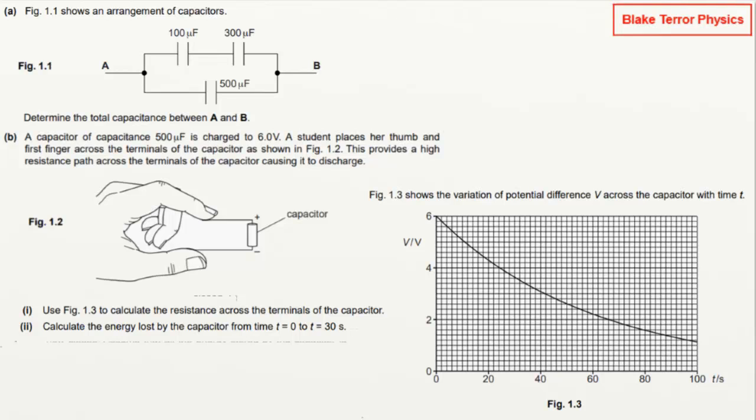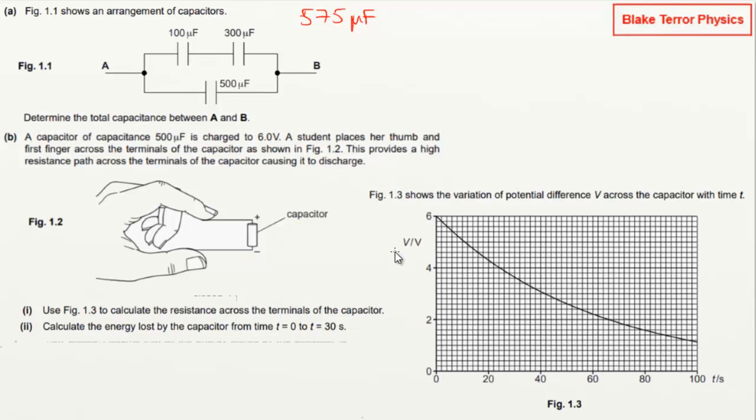Bit fiddly, I suppose. Right, last one in this block. There's an arrangement of capacitors. Determine the total capacitance. Right, so we're going to have to get the two in series first and then just add on the 500 at the end. So common denominator, this is like adding up resistors in parallel. So we'd have 1 over 300 and 3 over 300. So 300 divided by 4 is 75 microfarads, and then we add on the 500. So 575 microfarads.